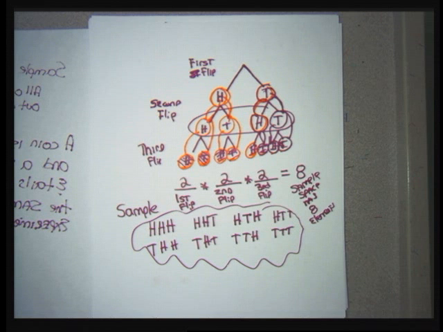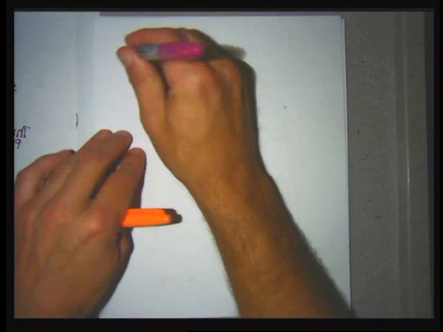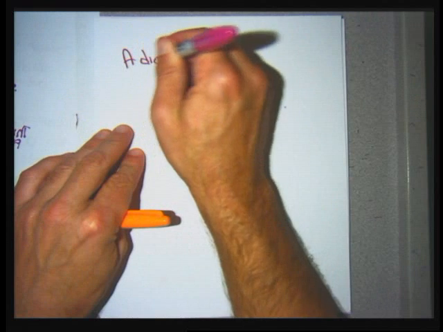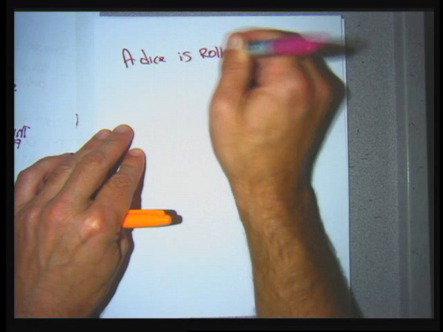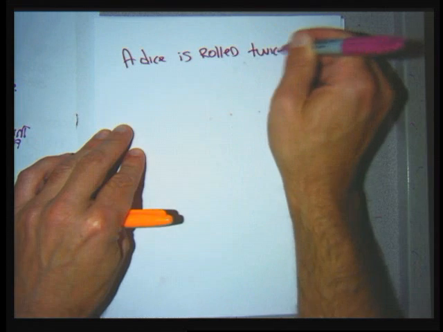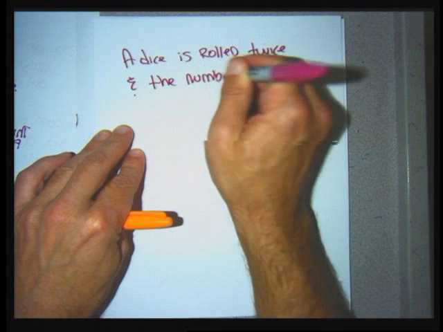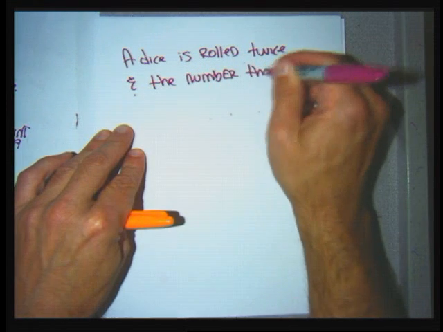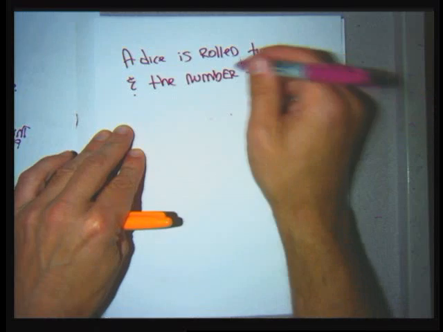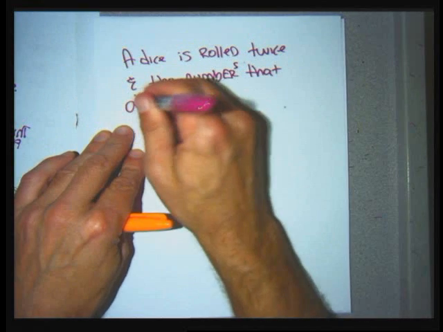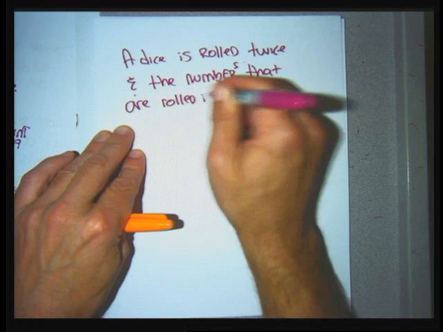So flipping a coin is a real common sample space to work with. Let me do another common sample space. I'll do one with rolling dice. So a dice is rolled twice, and the number that was rolled, or the numbers that are rolled, is recorded.